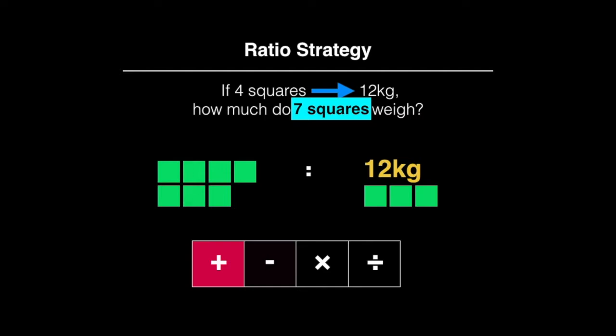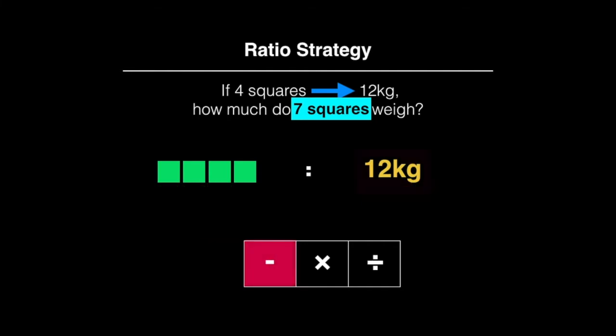The problem with this is that squares now appear in both parts of the ratio, leaving us without a clean measurement for what 7 squares weigh. Because of this, addition is not a valid option for the strategy.